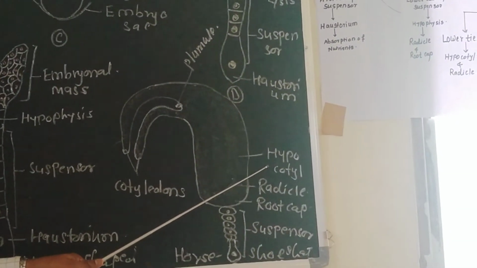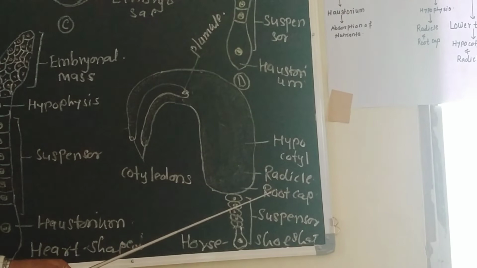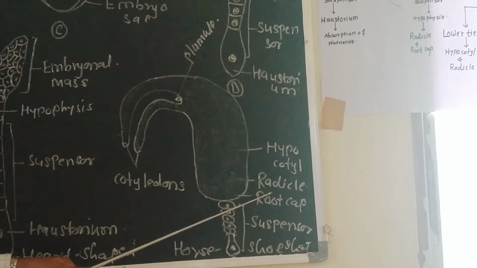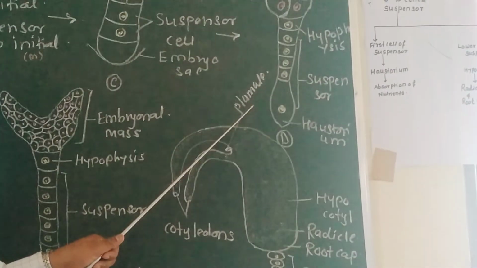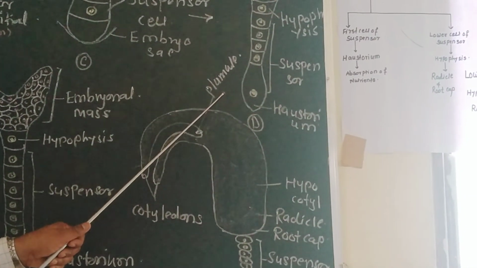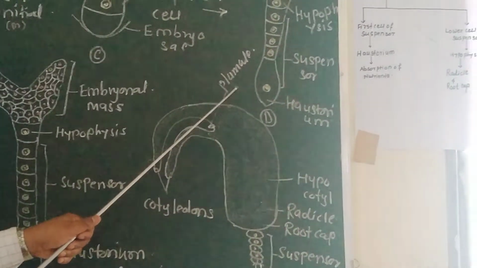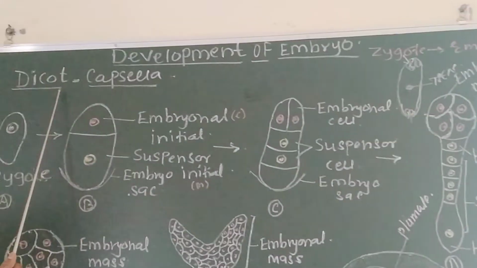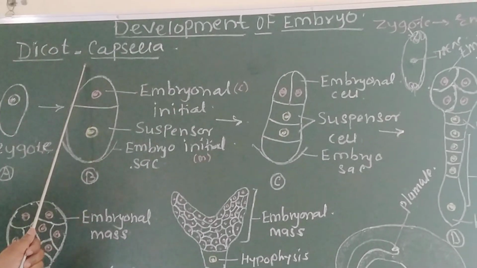hypocotyl, radicle and root cap. The radicle forms the root system and the plumule forms the shoot system. So in this way the development of the embryo takes place in dicot plants.